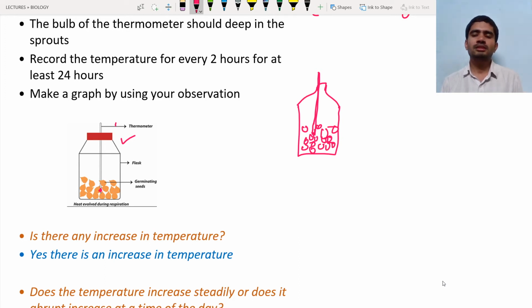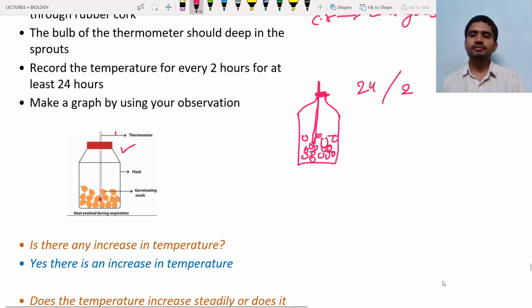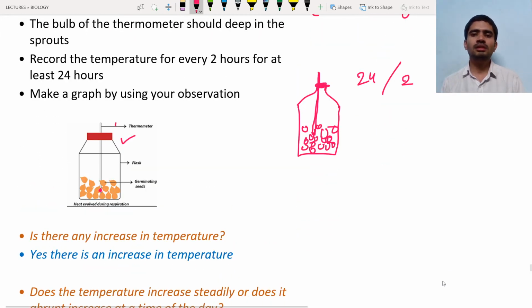Okay, so the setup is done, and we have to close the lid completely with the rubber cork and wait for 24 hours. For every 2 hours we have to record the temperature, to see how much the temperature is increasing in the thermometer. Why does the temperature increase? Because in the previous lessons we studied that heat is generated while glucose is burnt. Here the glucose is being burnt also, so as a result the temperature increases.